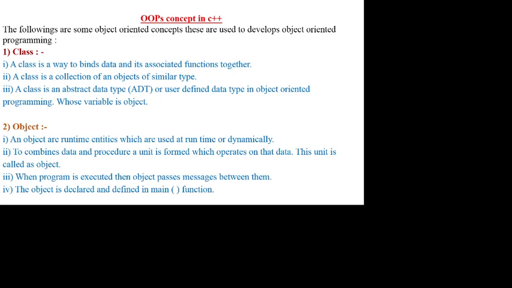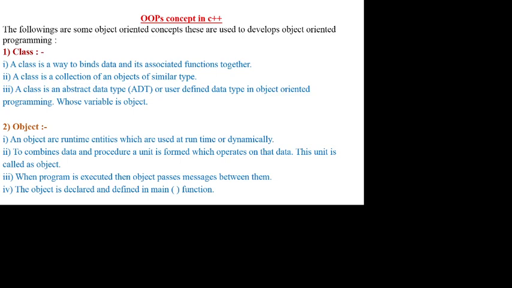Where a class is a data type, its variable is called an object. A class contains a collection of objects of similar type. That means a number of objects will be contained in the class.